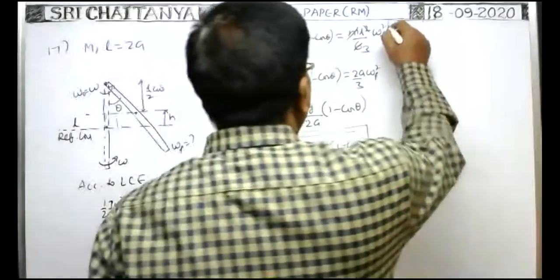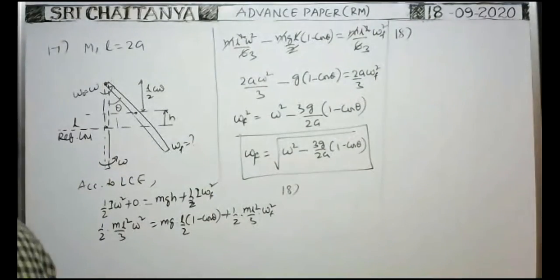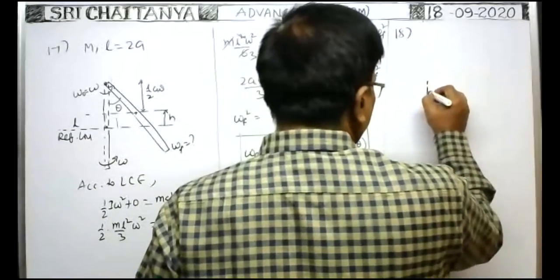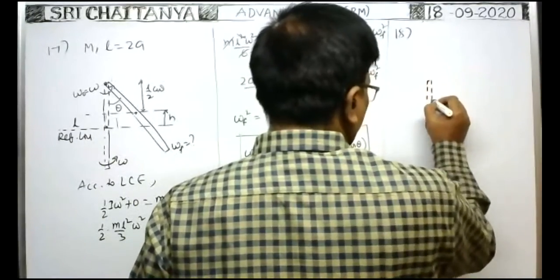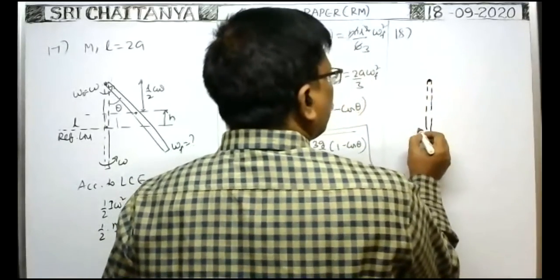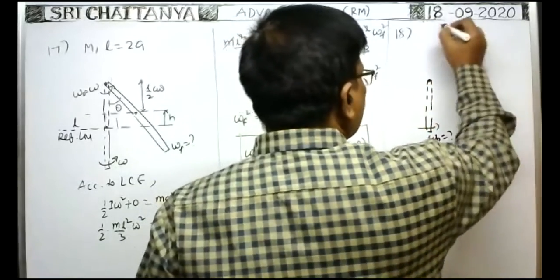Last problem, 18th one. What is the minimum angular velocity to be given to the rod so that it turns vertical? Initially, the rod is along the vertically downwards direction like this. Here, what angular velocity is to be given so that it just turns vertical?